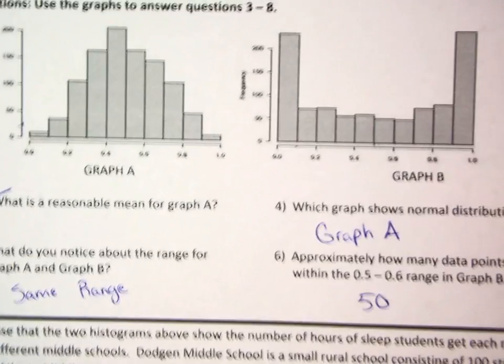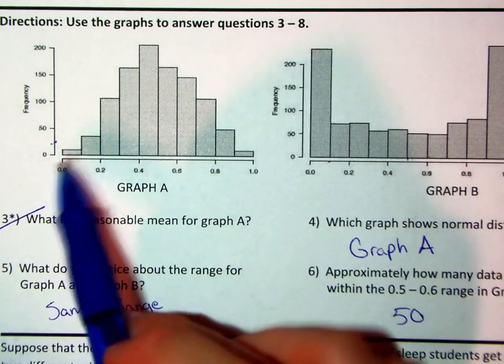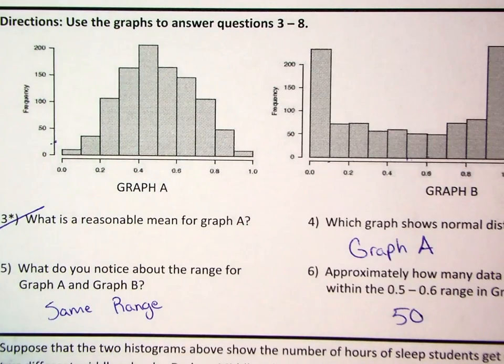On the back side of the worksheet, you should not have noticed as much of a change. What's a reasonable mean for the graph? I decided at this point we're not really going to go into mean of the graphs. We're going to stick with some simpler estimations or evaluations. Number 4, which graph shows normal distribution? You should have recognized that normal bell curve on graph A.